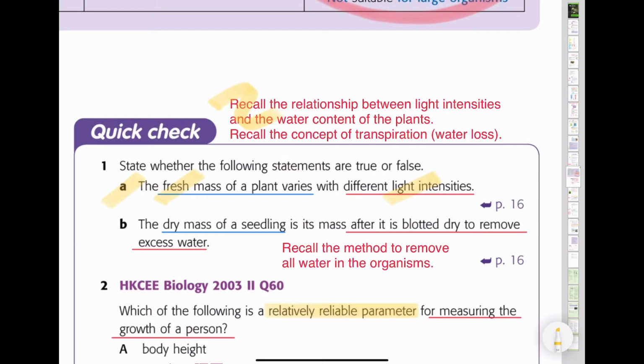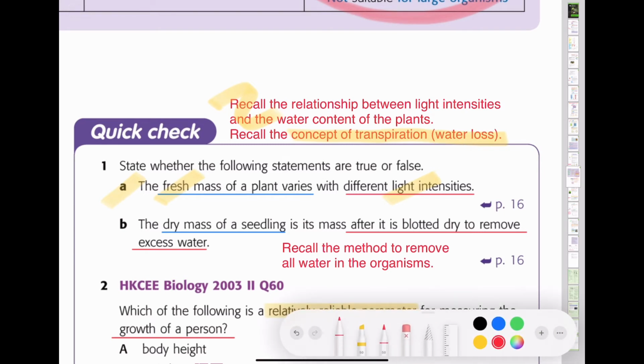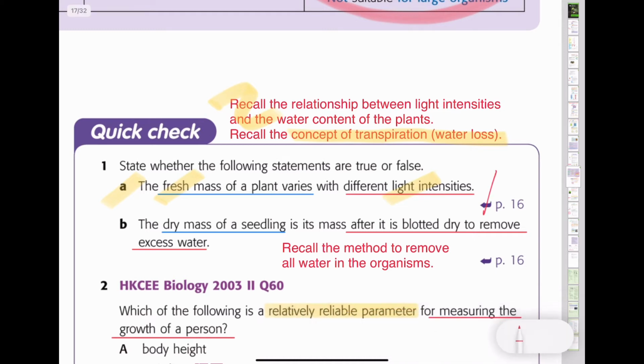So that's why we need to recall the relationship between the light intensity and the water content of the plants. We need to recall the concept of transpiration, the water loss. The basic concept that we learn in this chapter is if the light intensity is higher, a very sunny day, a bright day, the stomata will open wider, and that's why the water loss will also become greater. So of course it will affect the fresh mass of the plant. So that's why this statement is true.